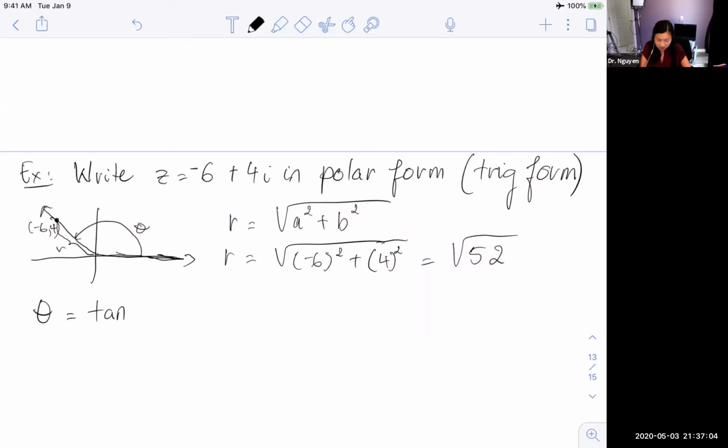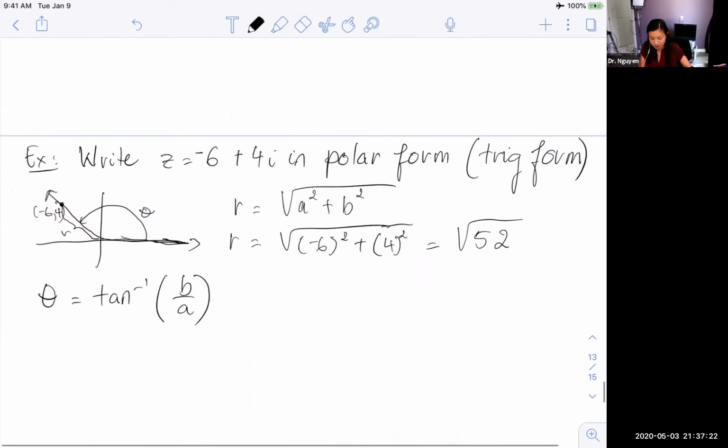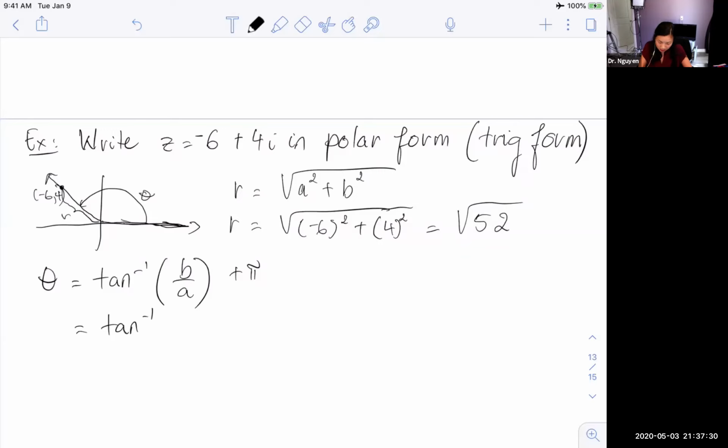So theta in this case is going to be tangent inverse of b over a. I know that much for now. Now notice that the point lies in Q2. So let's go back here. You see for Q2 and Q3, we have to add pi to it. So I have to add pi to it. Okay, so this one right here, I can just use the calculator for it. So I have b over a, b is 4, a is -6, plus pi. We definitely need to use a calculator for this.